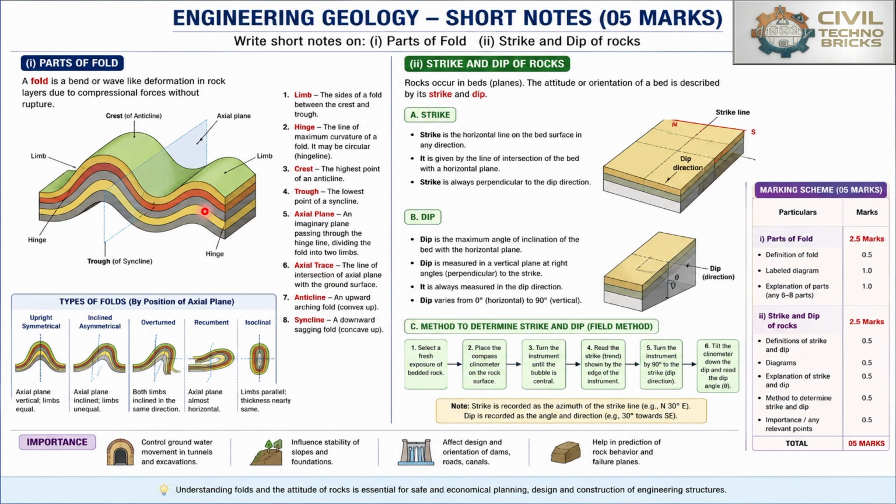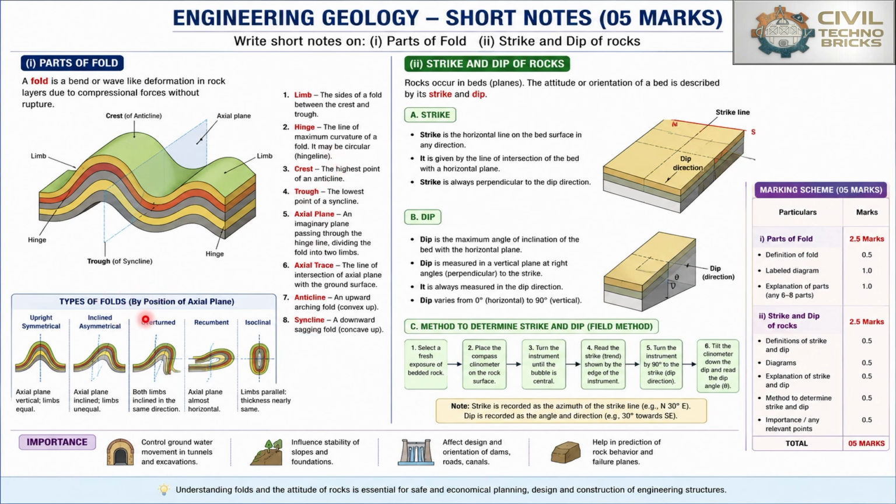Likewise, here we have to draw the diagram, which is most important, because if we have to show the fold, then we have to draw the diagram with reference to it. What is meant by fold? A fold is a bend or wave-like deformation in rock layers due to compressional forces without rupture. What are the components of that fold? 8 components are there: syncline, anticline, axial trace, axial plane, trough, crest, hinge and limb. These are all the most important parts of folds.